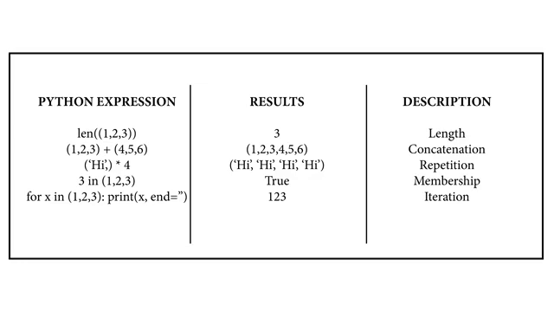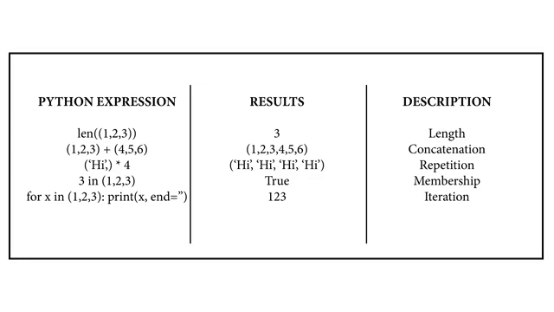Next, we have the string or the tuple 'Hi' multiplied by 4. The result must print a tuple containing 4 'Hi', and it is an example of repetition. For the fourth one, we have 3 in (1, 2, 3), and the result is True, meaning you can find 3 inside the tuple.